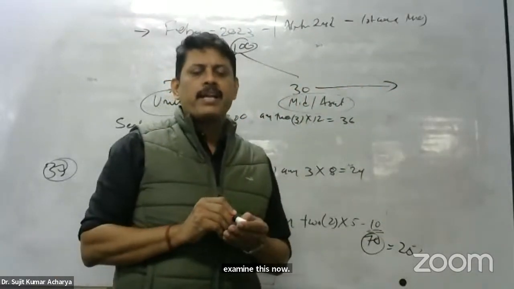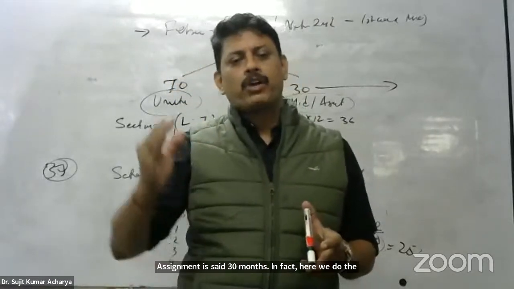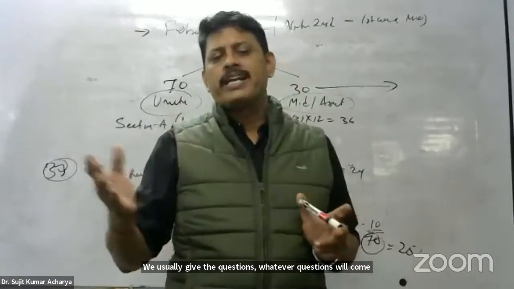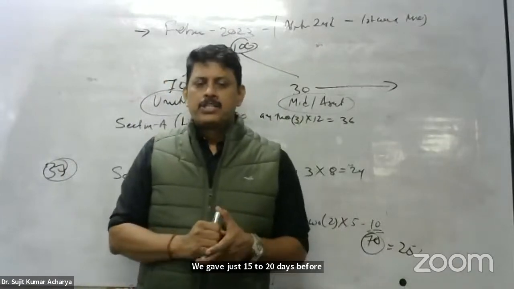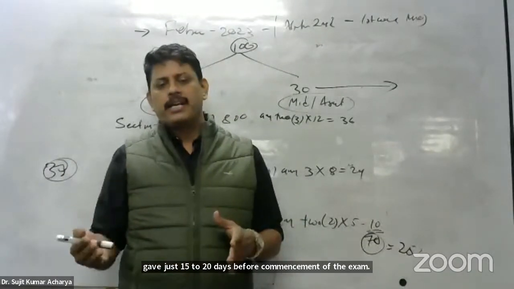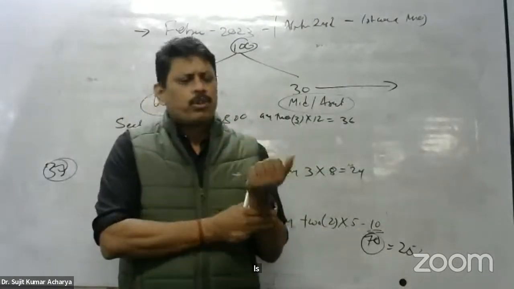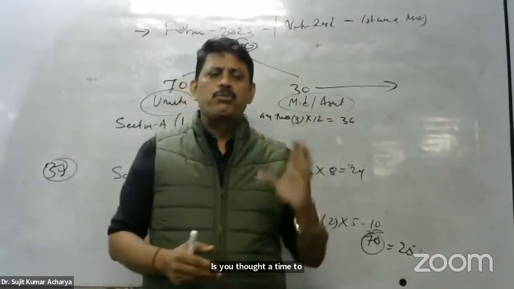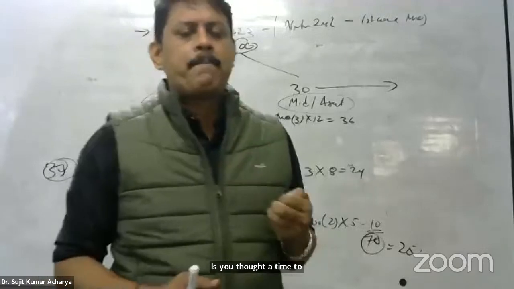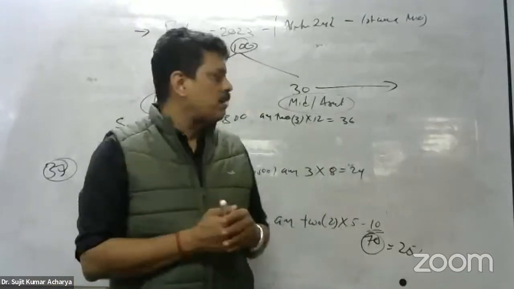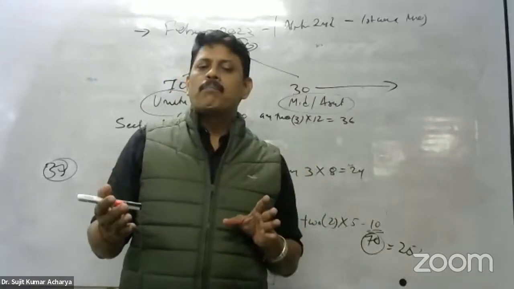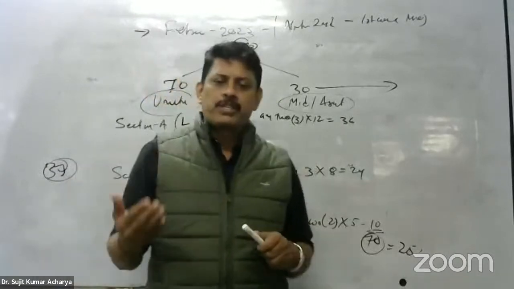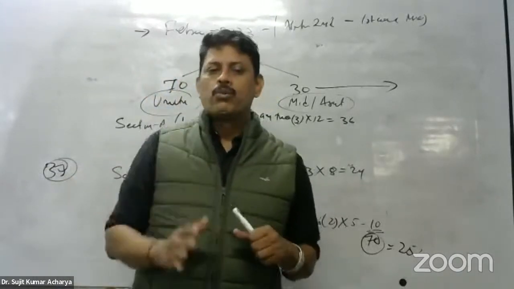Now the assignment is the same, 30 marks. In fact, here we do the assignment in a different way. We usually give the questions, whatever questions will come in the assignment, just 15 to 20 days before the commencement of the examination. The time table usually comes about 8 to 10 days before that. By the end of December or the second week of January, usually 21 days before the examination, you will get the exam time table by January 15. And similarly, the assignment questions you will also get on the website. We give the assignment questions on the website, and we will also share them in the group.